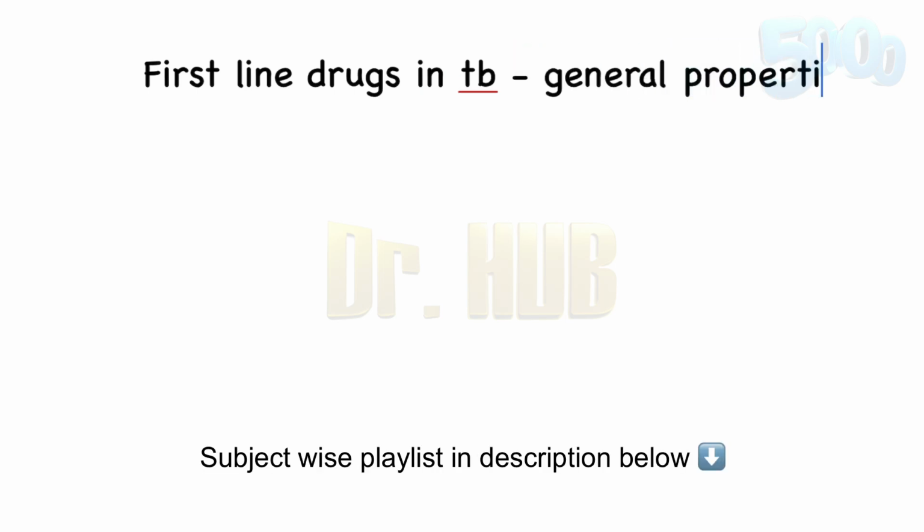The first line drugs are in TB, that's tuberculosis. Let's look at some general properties. So the first one is the isoniazid.